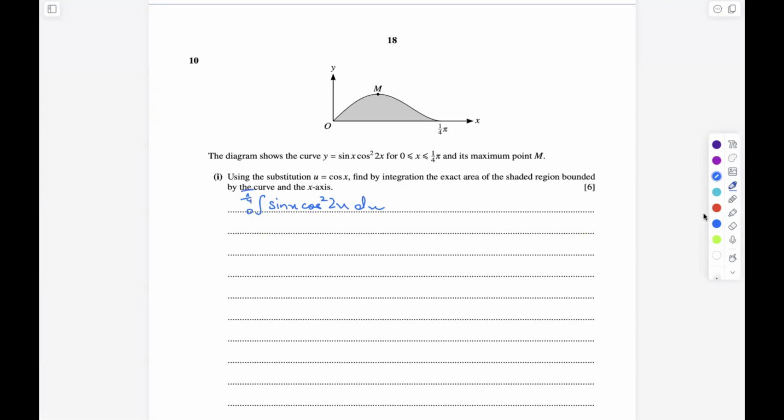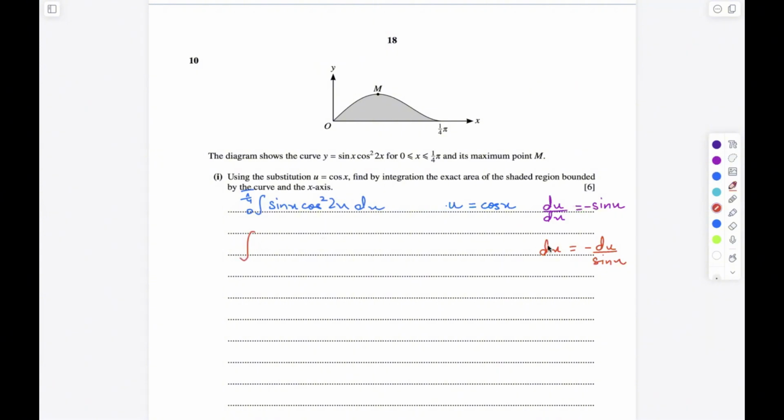As we have to use a substitution, the first step is always to write down the substitution, which is u equals cos x, and also write its derivative, du by dx, which equals negative sin x. So dx will be equal to minus du upon sin x.